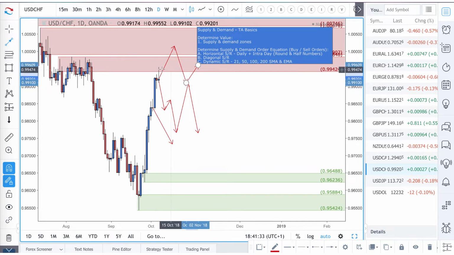So at the moment, shorting opportunity on the Swiss franc anywhere around here. If you believe that the Swiss franc is going to get stronger, and there's going to be some potential profit taking on the dollar, if you're looking for a pullback, then we're waiting for these types of scenarios to occur within the market.